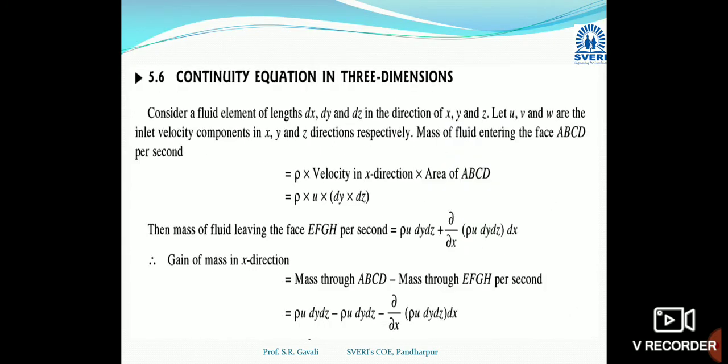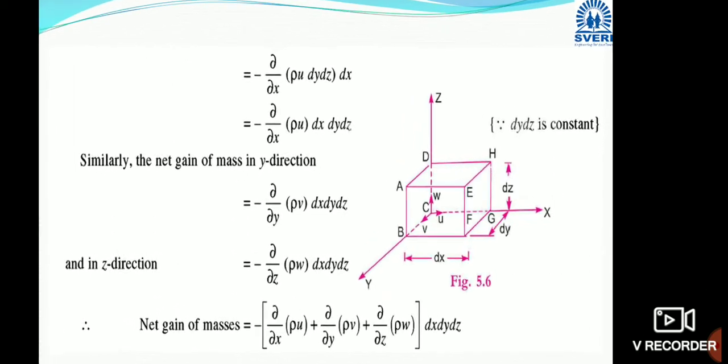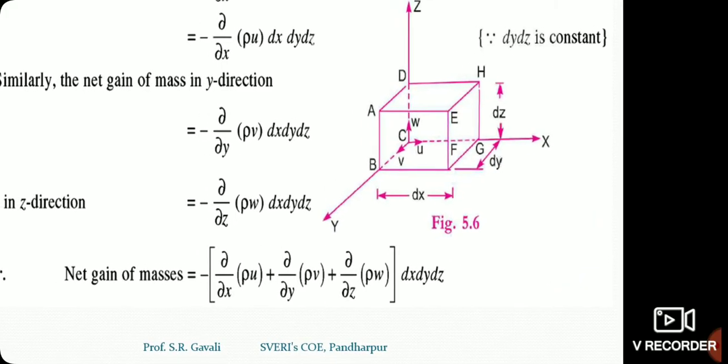Then we have to derive this continuity equation in differential form, which is the next article we are going to cover. The simple continuity equation for incompressible fluid is A1 V1 is equal to A2 V2, or discharge at section 1 is equal to discharge at section 2. Now, for the continuity equation in 3 dimensions, we are going to consider a parallelepiped element.